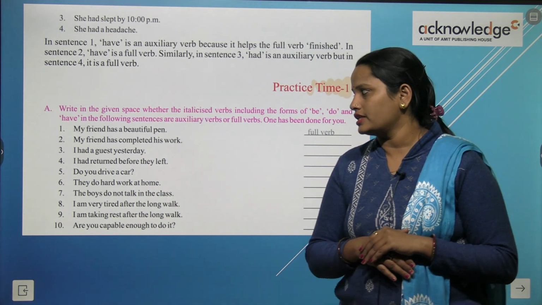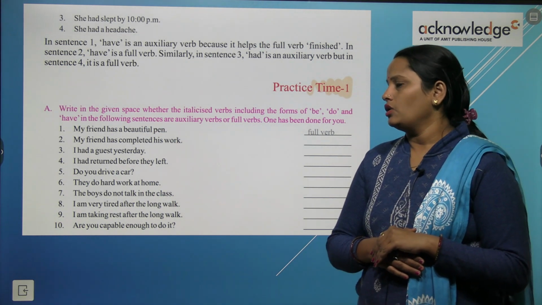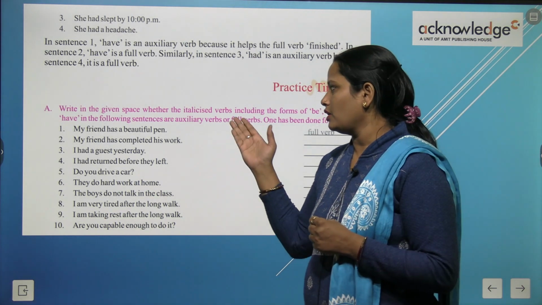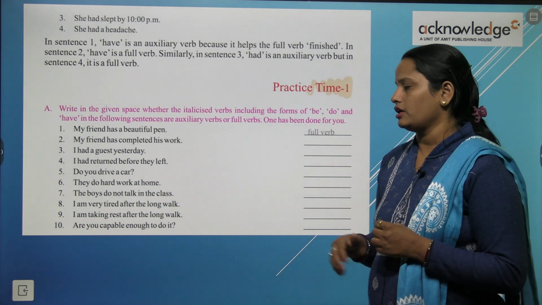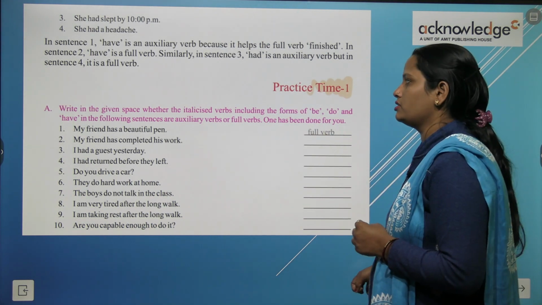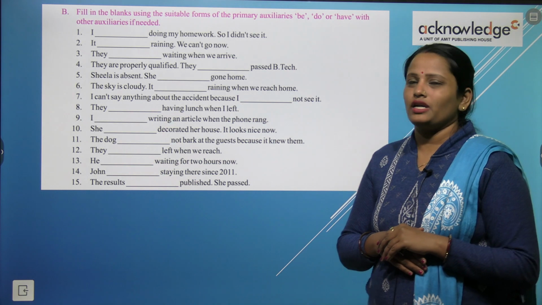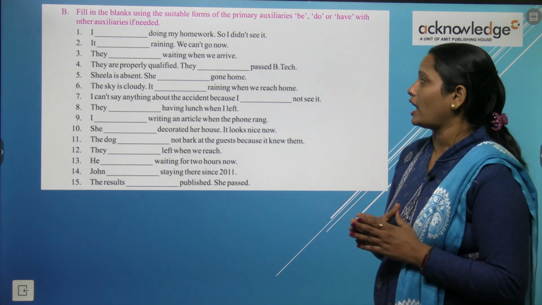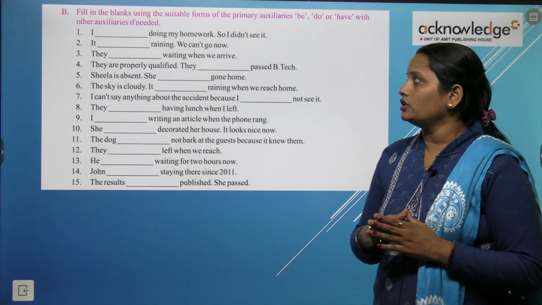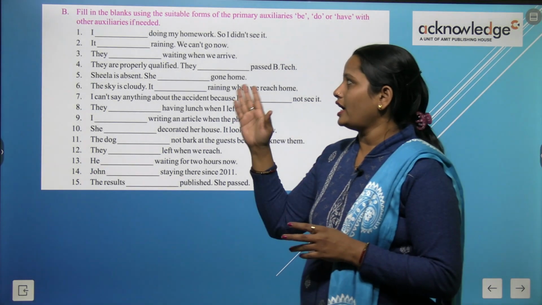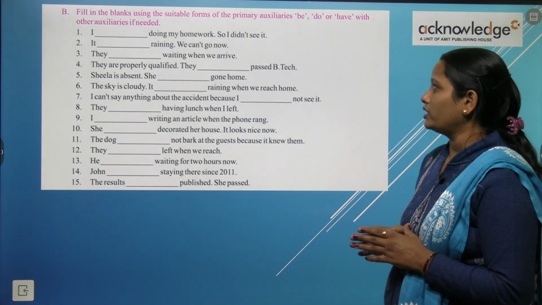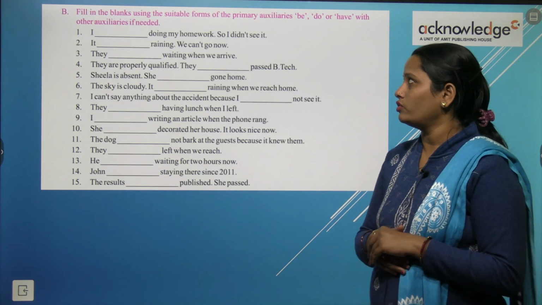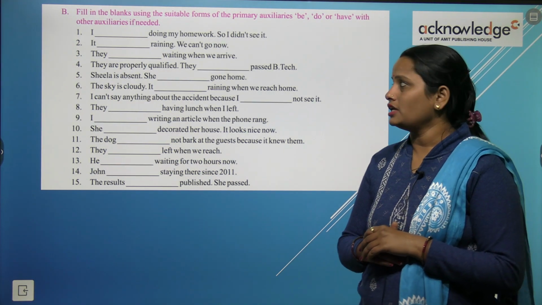Second is: My friend has completed his work. अब यहाँ पे has और completed दोनों लिखा हुआ है तो has क्या कर रहा है यहाँ पे auxiliary verb का काम कर रहा है. So like this children, you have to complete the rest of the exercise. Now come to the B exercise. Fill in the blanks with the suitable form of primary auxiliaries be, do or have with other auxiliaries if needed. I dash doing my homework so I didn't see it. So I was doing my homework so I didn't see it.